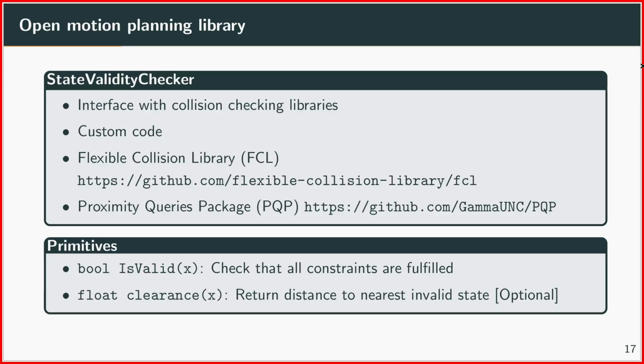And the state validity checker basically defines two functions. One is valid, which basically just tells you if all the constraints are fulfilled. And then we have a function clearance, which returns you the distance to the nearest invalid state. Of course, this is a bit optional because computing clearances in an environment is usually very computationally hard. And so usually planners are not relying on clearance computations.